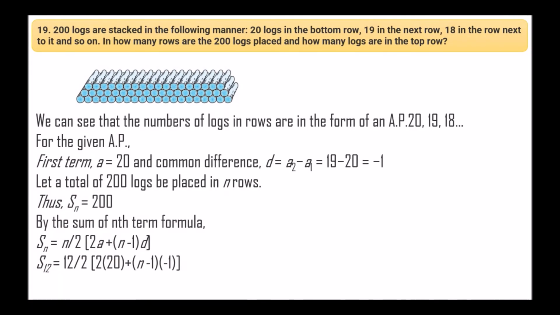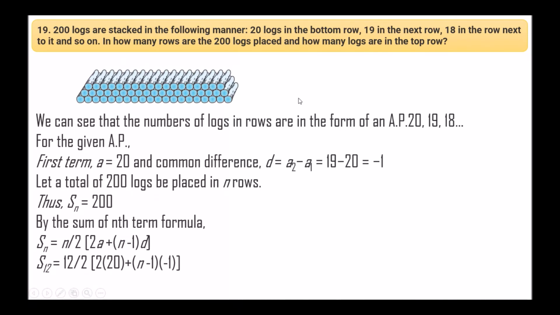Next, 200 logs are stacked in the following manner: 20 logs in the bottom row, 19 in the next row, 18 in the row next to that, and so on. In how many rows are the 200 logs placed, and how many logs are in the top row?